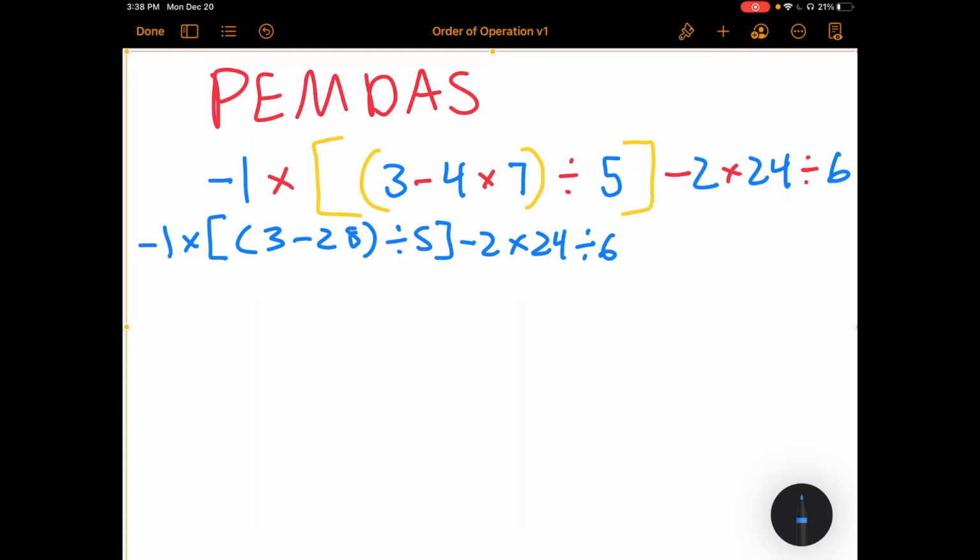Okay, now we're on to our second step, and we still have parentheses. So again, we go back into that innermost parentheses. I'm going to rewrite the equation until we get to that point. -1 times, open bracket. Now we look at the 3 minus 28. That's going to give us a -25. We're going to close that parentheses and finish writing out the rest of the equation.